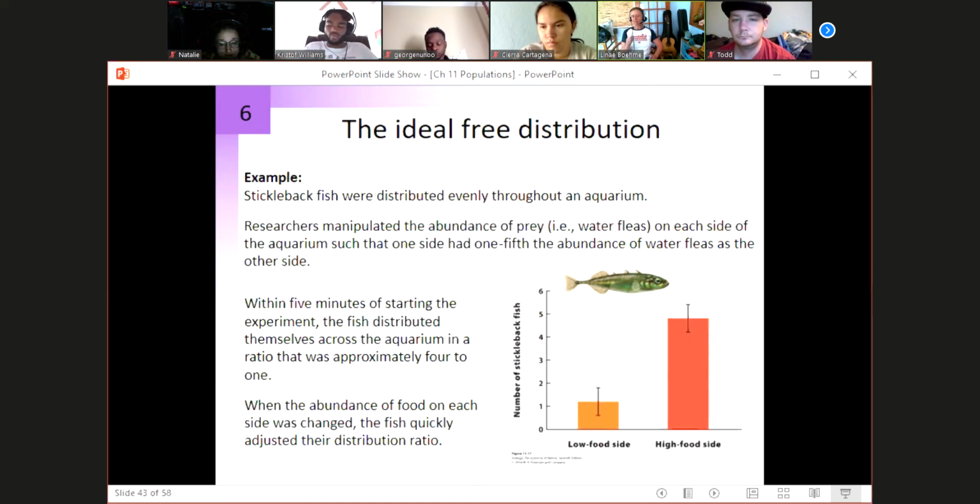It's not that you didn't find fish on the lower side. You certainly did. You can see the low food side always had fewer fish, but a few fish stayed there because if they move to the high food side, now I've got to compete with 8 fish. If I stay over here on the low food side, all the Daphnia are mine.